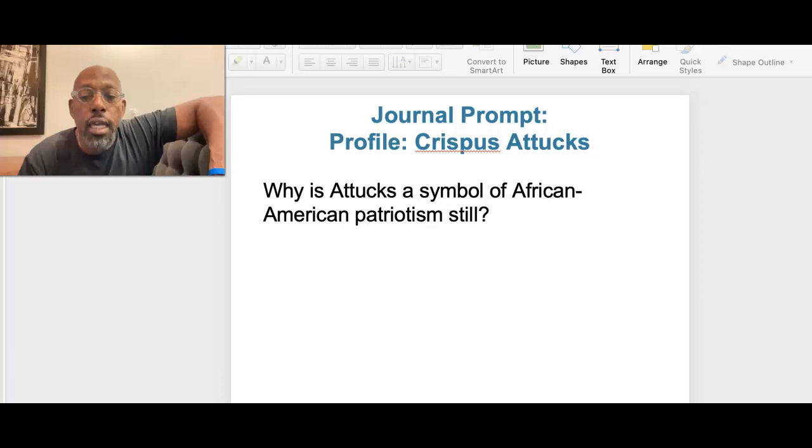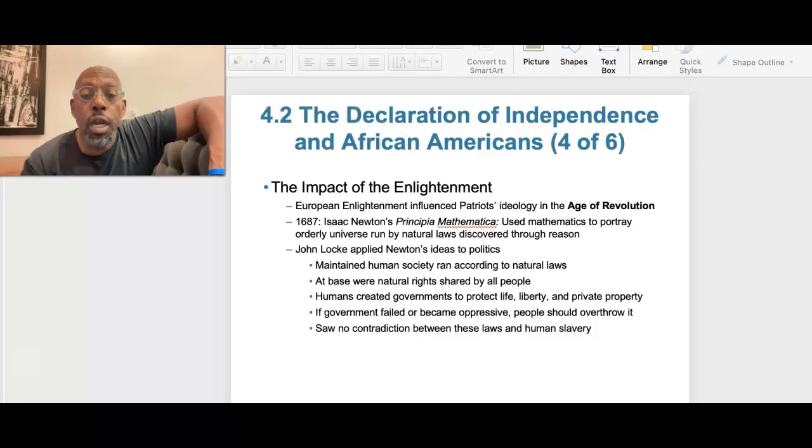He is still really one of the critical symbols of African-American patriotism because he was a fugitive slave who escaped his master in Massachusetts. He was the first person killed in the Boston Massacre and the first American casualty in the Revolutionary War or the American War for Independence. You'll learn why I'm saying American War for Independence as opposed to the Revolutionary War.